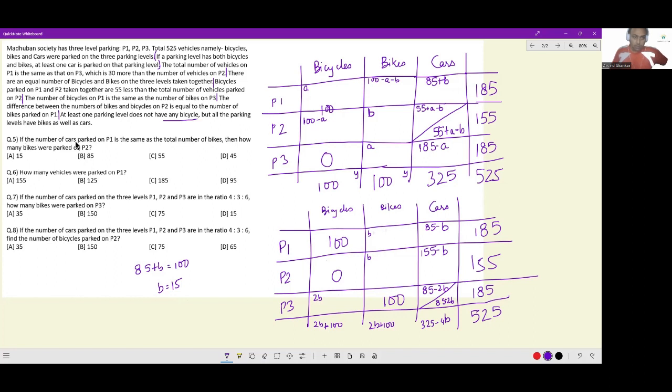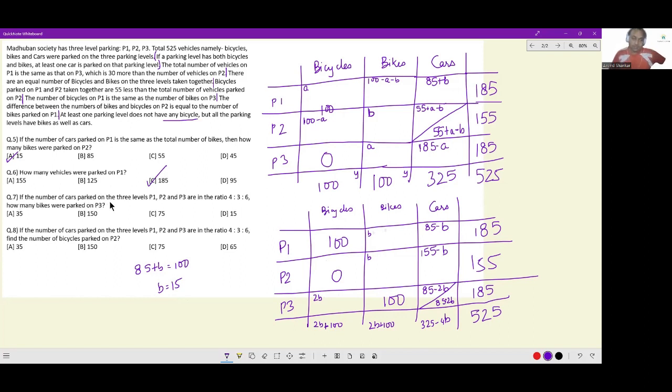Okay. If the number of cars parked on P1 is same as the total number of bikes, then how many bikes were parked in P2? In P2, bikes parked are B. B is 15. So answer has to be option A. Next, how many vehicles were parked on P1? 185 vehicles were parked on P1. This was something we had asserted long ago.